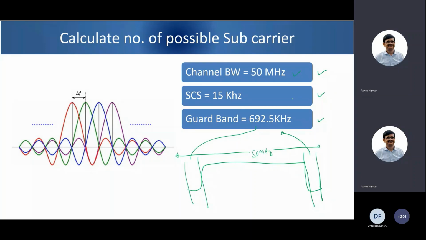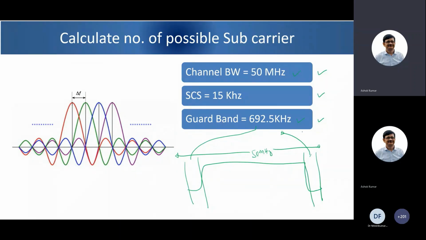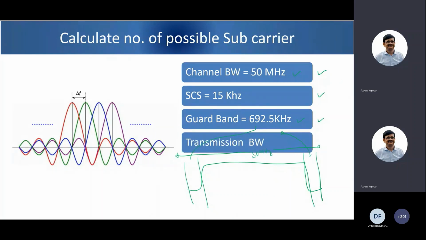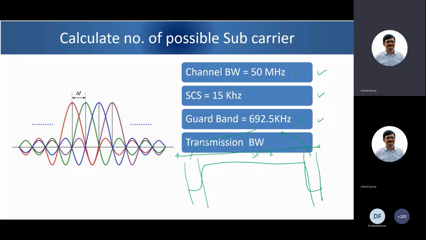If you subtract the guard bands from both sides from the channel bandwidth, you will get the transmission bandwidth. So can you calculate it and tell me how much transmission bandwidth you are able to get? Can you answer in the chat box? You have to just subtract 692.5 twice from the 50 megahertz.